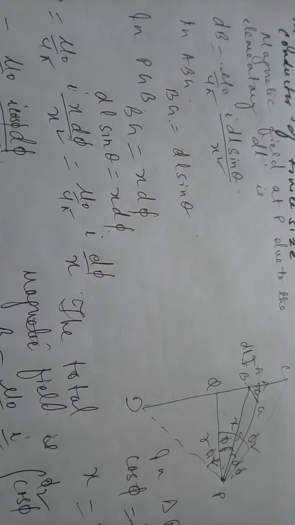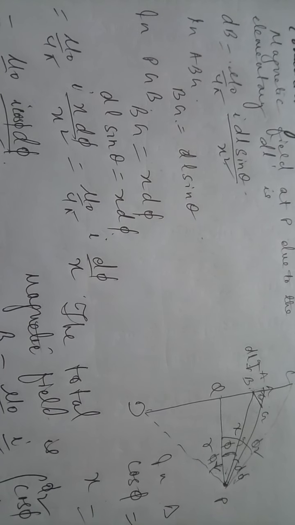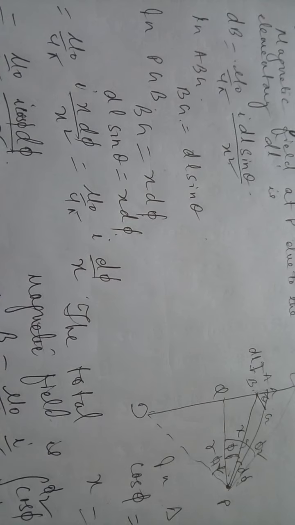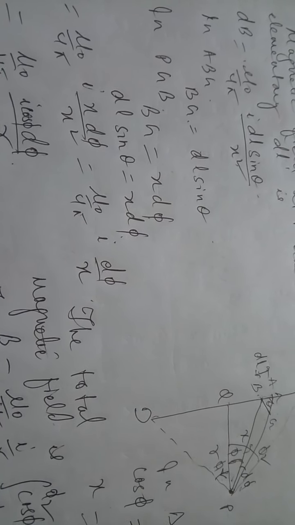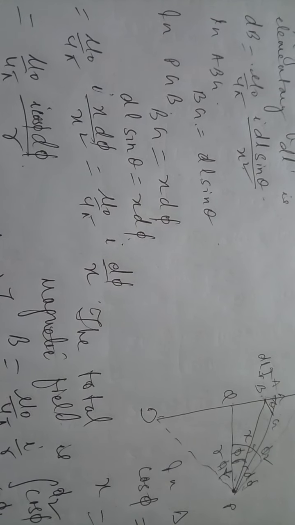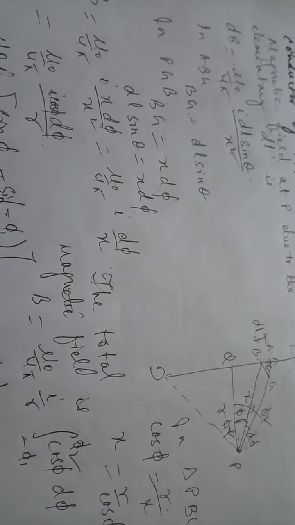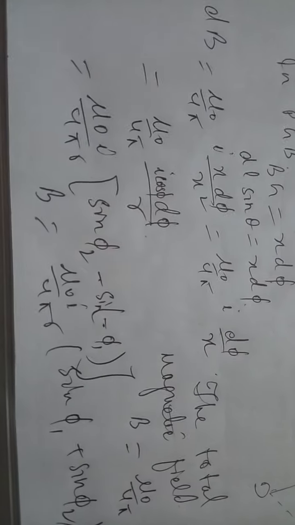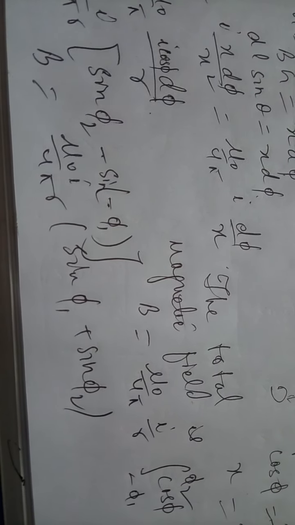What we have seen: we took a figure with point P, where we need to find the field, and ultimately we substitute into the final equation. dB equals mu 0 by 4 pi I dl sin theta by x square. We replaced dl sin theta by x d phi, and we replaced x by r by the formula x equals r cos phi, then substituted into the formula and integrated to get the complete value. And finally this is the value we get.